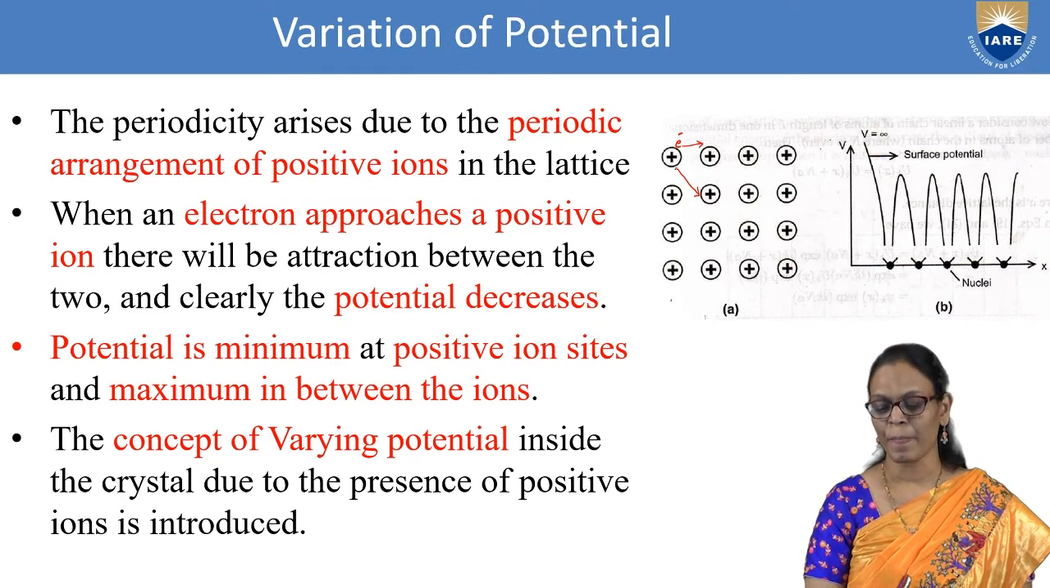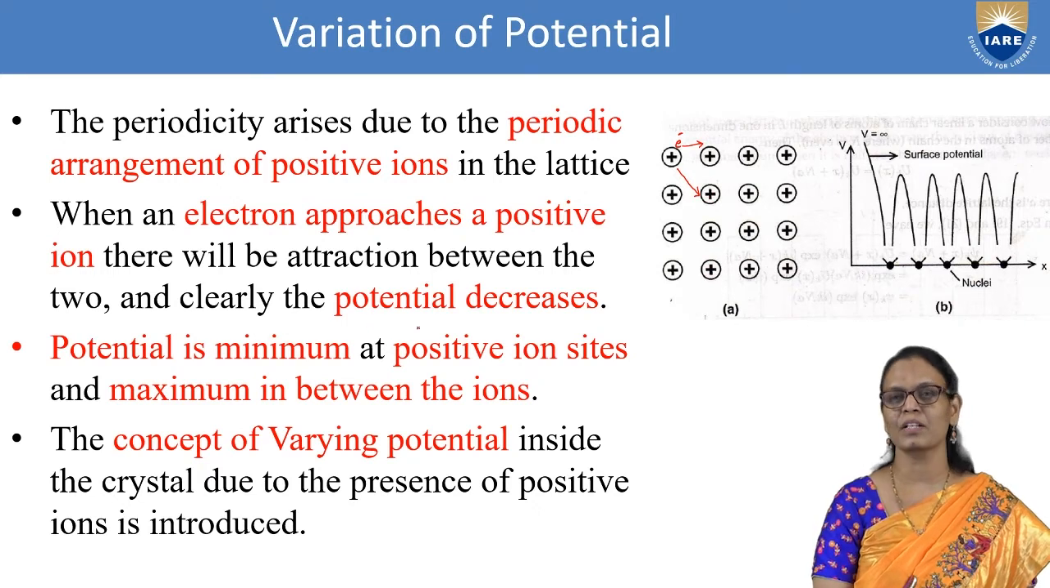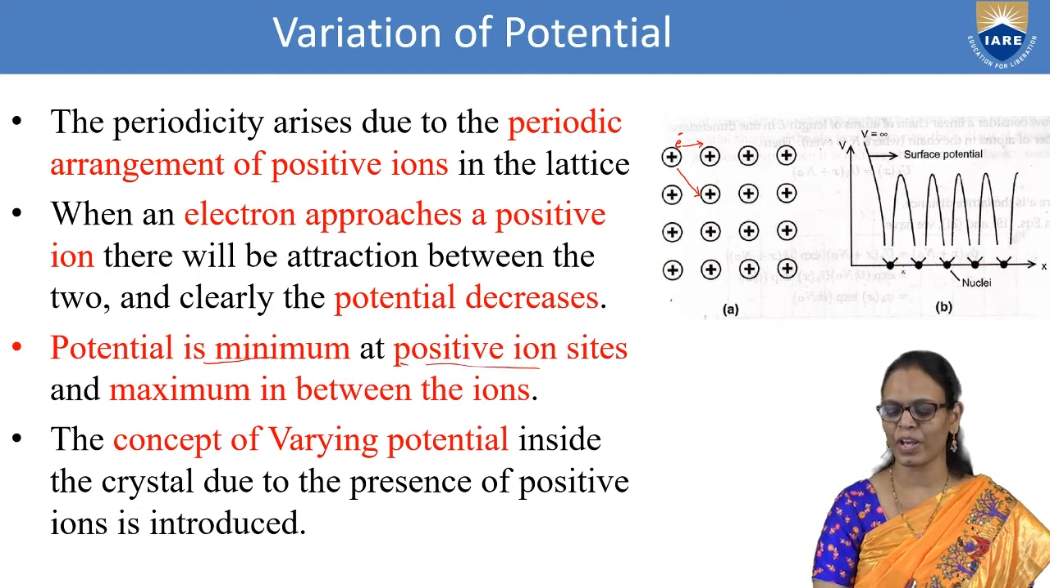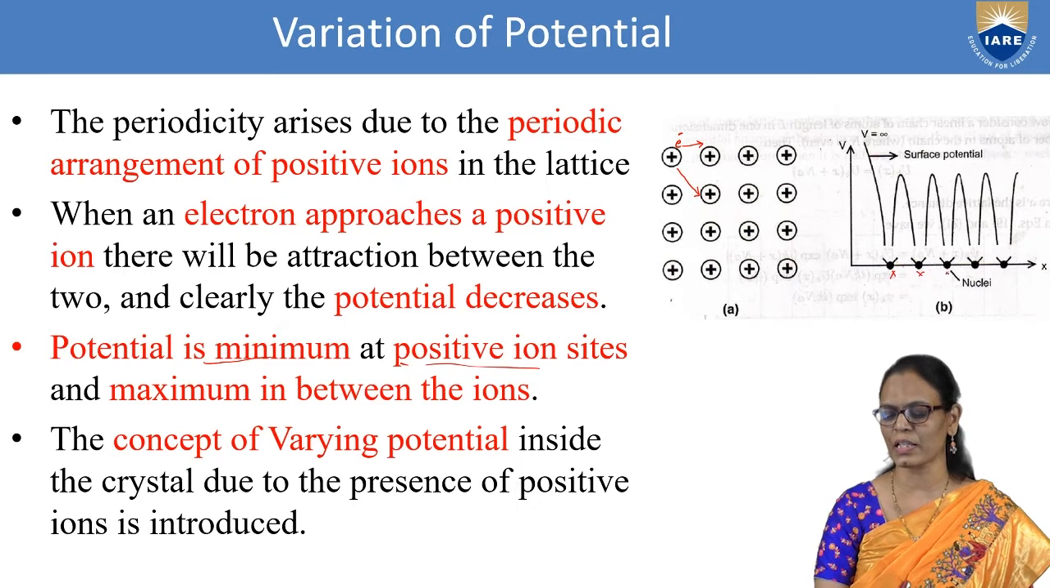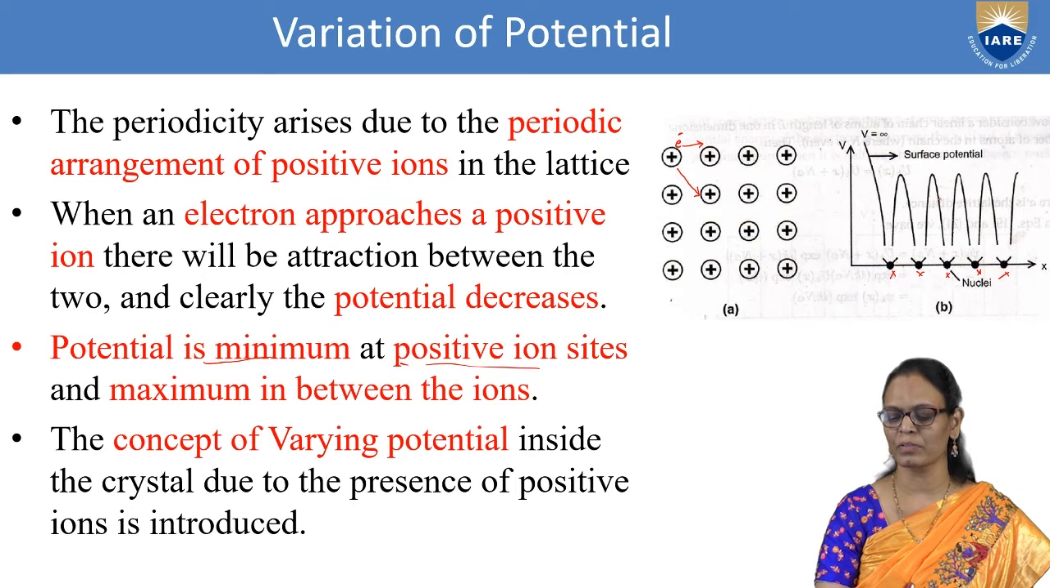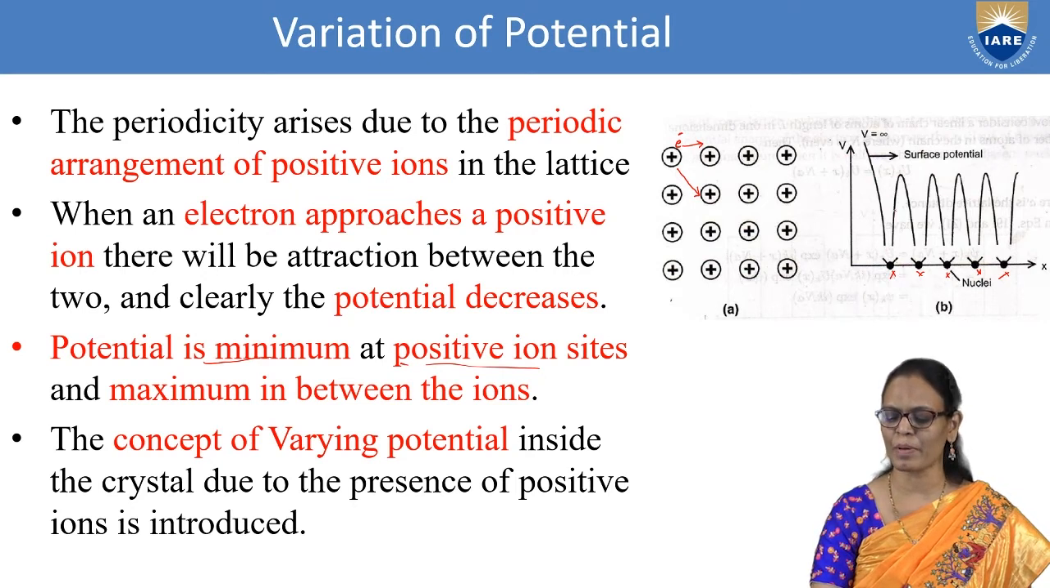But here they said, because the potential varies. How is the potential varying? Because of the force of attraction between the negatively charged electron and the positive ion core, the potential decreases. So where is the potential minimum? The potential is minimum at positive ion sites. If you see, these are the positive ion sites, and this is the potential we are talking about. In between, the potential may be maximum, but at the positive ion sites, you may see that this is the minimum it can have.